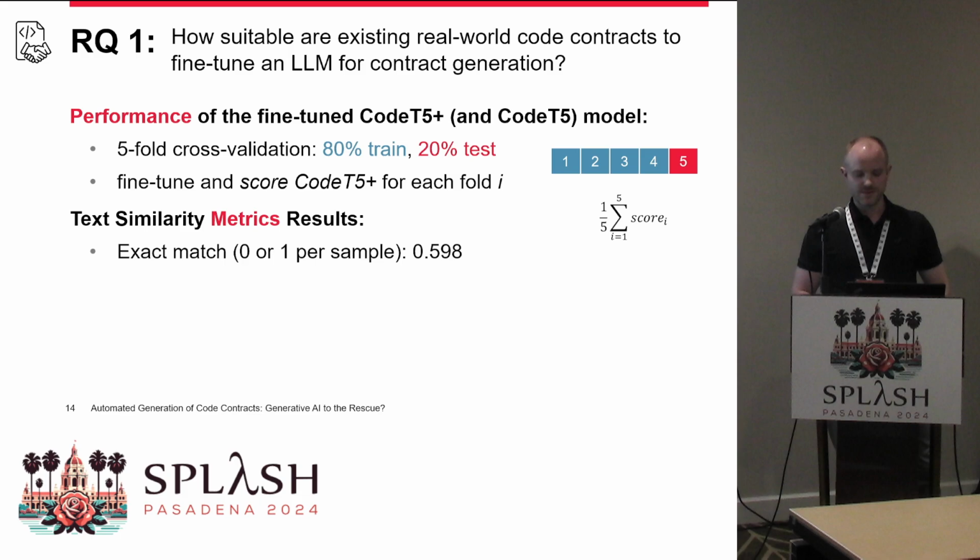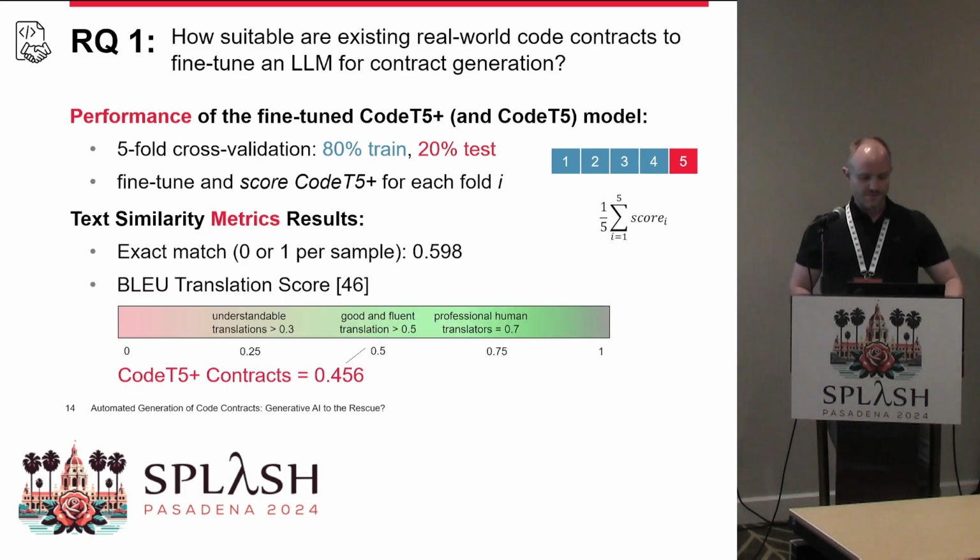And there are some other ones, just to mention one here, that we also applied is the so-called BLEU translation score. So that is something that's also used to score translations of humans. So you would say if you have a translation score of around 0.7, you're a professional translator. And if it's over 0.3, then it's kind of understandable. And our model ended up in the middle with around 0.5, which you can say it's a kind of good and fluent translator from Java source code to contracts.